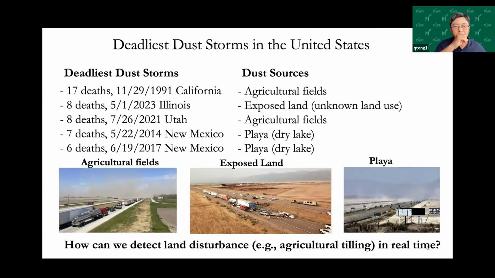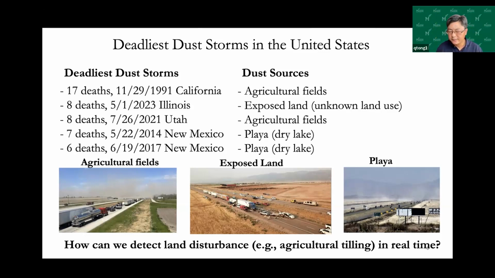And this is not unknown. The worst one was in California in 1991. We also have a similar 8-death accident, we should not call it an accident, it's really a crash, in Utah. And there were 7 and 6 deaths in 2 accidents in New Mexico. That's in Lordsburg. It's the same location. You can show it on the lower right.